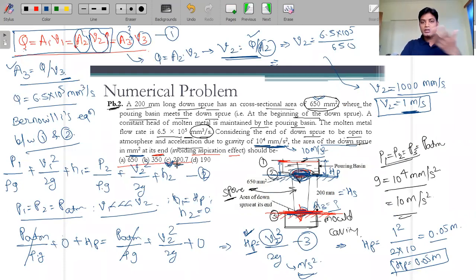Okay, so this is a simple problem. It's lengthy, but it's very simple, because we are just using two equations, Bernoulli's equation and the continuity equation in terms of volume flow rate. And we are just calculating the remaining values that the problem has asked for. So this is one of the problems.